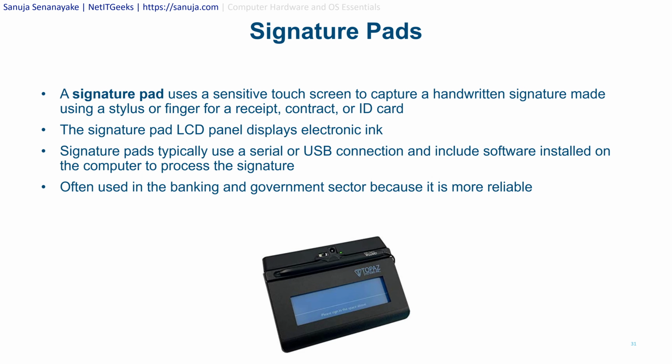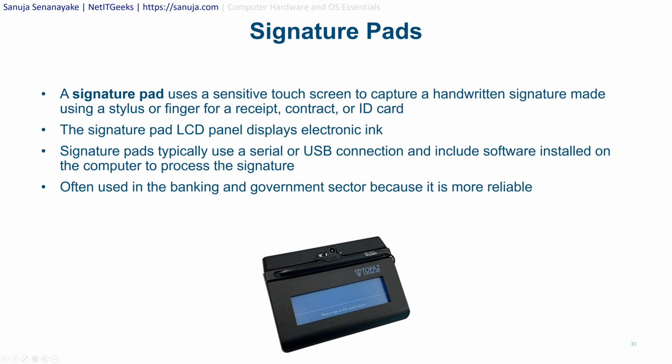Signature pads. A signature pad uses a sensitive touch screen to capture a handwritten signature made using a stylus or finger for a receipt, contract, or ID card. Typically it will come with a stylus like this. We don't typically use the finger, but you can if you want to. The signature pad LCD panel displays the electronic ink. It basically shows what they actually wrote. We call it electronic ink, though it's not really ink anyway.